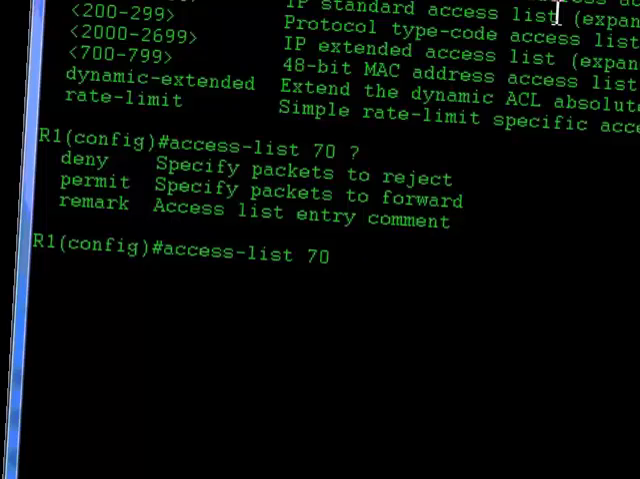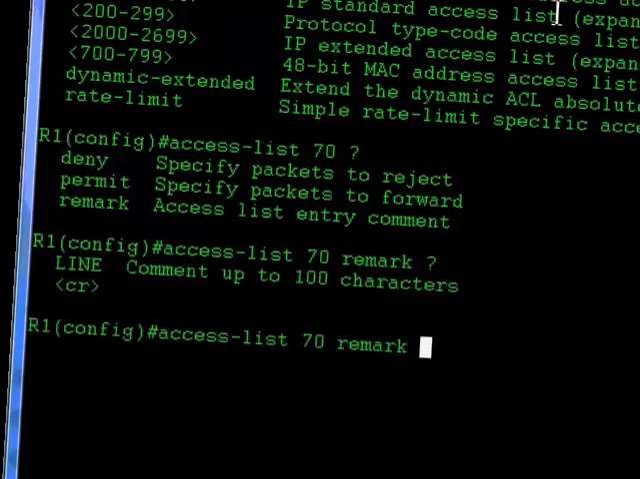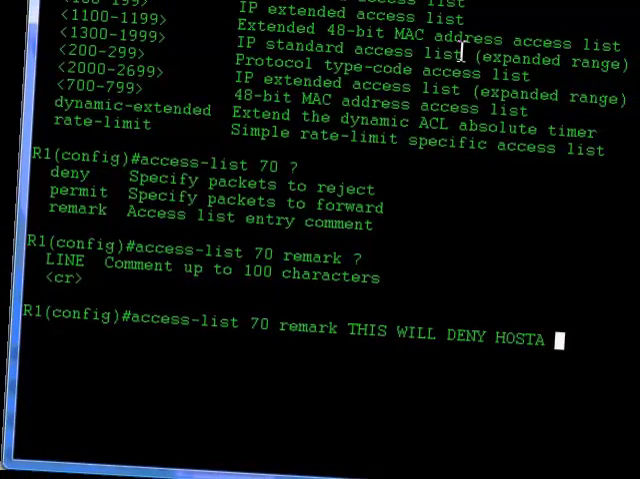Now, Jeremy wants to demonstrate the remark command. The remark command, you're allowed 100 characters, and he likes to use all capitals in his remarks. This way he can quickly identify them. So in his description, he just writes, this will deny host A from telnetting router 1. It's very descriptive.